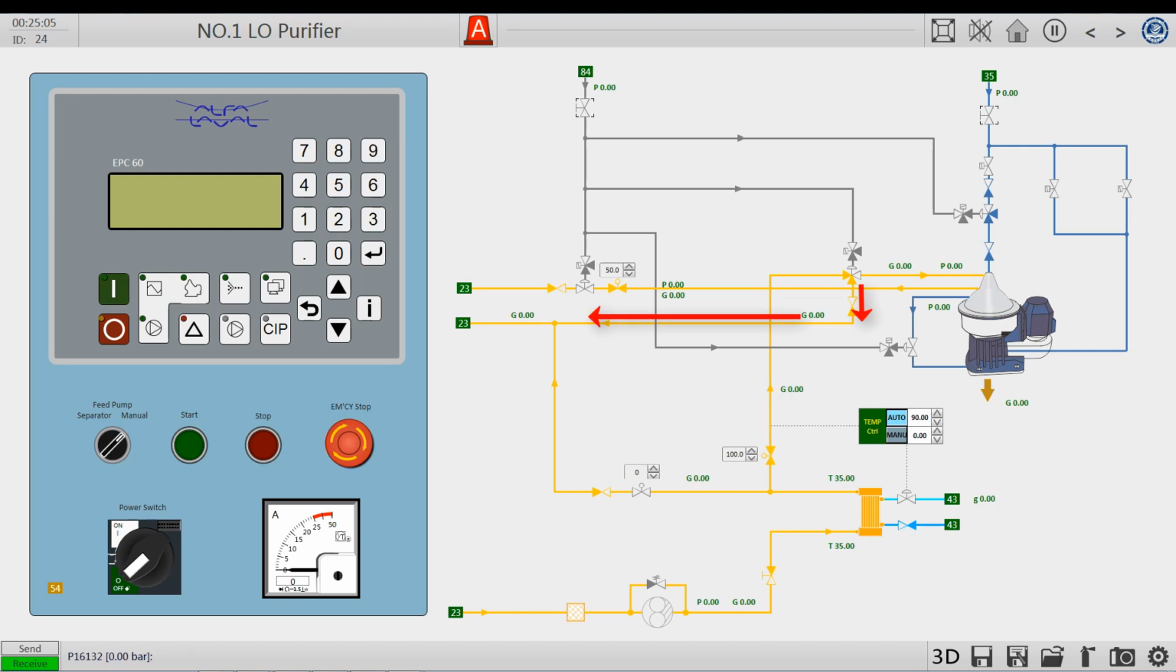This is the bypass return line. This is the throttle line to ensure the inlet oil pressure of the separator. This is the clean lubricating oil outlet line after separation and purification.